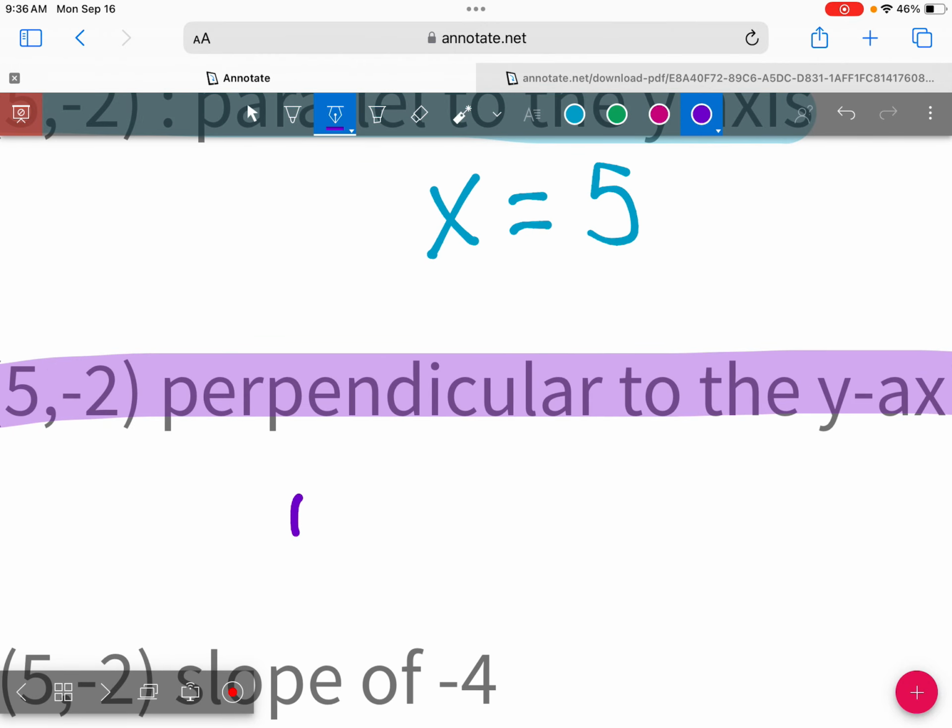So what is my equation going to be here? Y equals what? Negative 2. Or you can put 0x minus 2. That's absolutely valid.